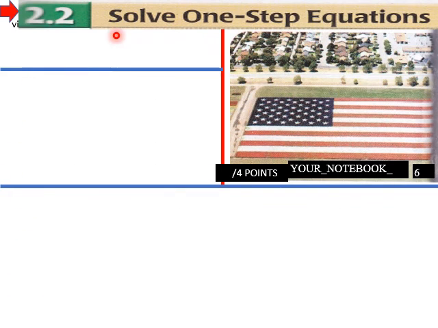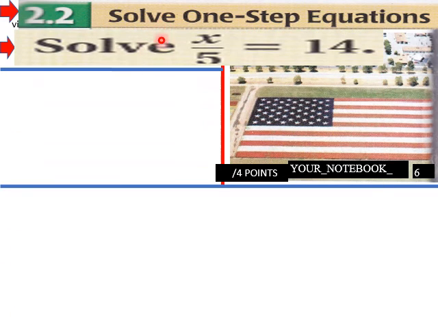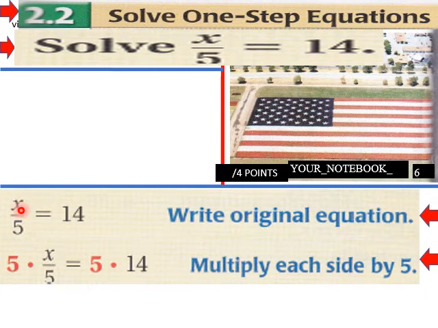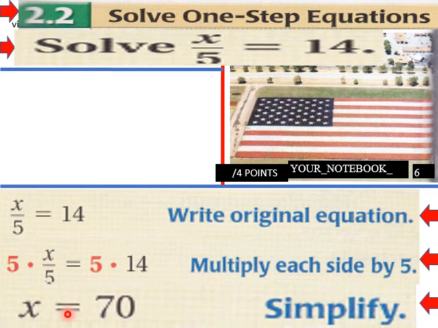More notebook, students. It sometimes helps to get a notebook guide. So solve one-step equations. Solve x over 5 equals 14. So here's the original. What's the inverse of division? It'd be multiplication. So we inverse multiply by 5 on both sides. The 5 cancels, and 5 times 14 is 70. There you go, x equals 70.